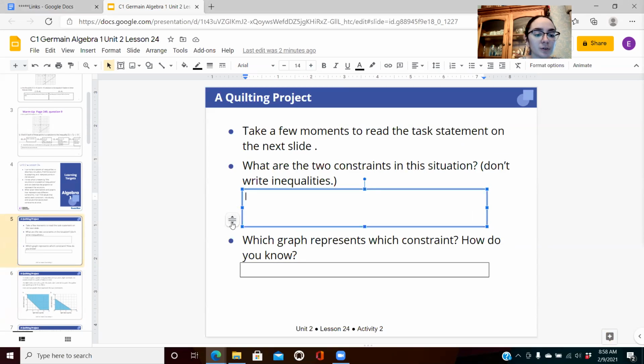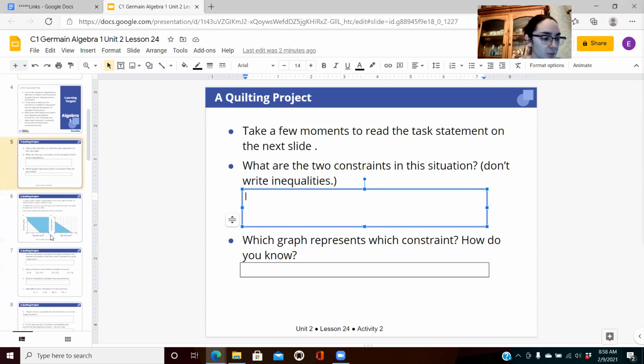So it might be a good idea when you're typing in these boxes. Some of these boxes are weird where you have to double click and then auto fit. Don't auto fit.